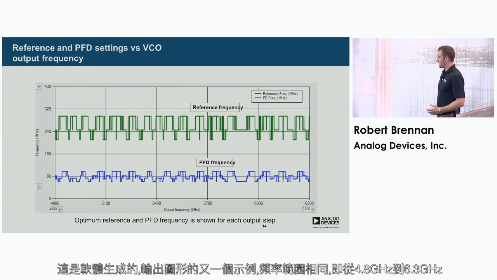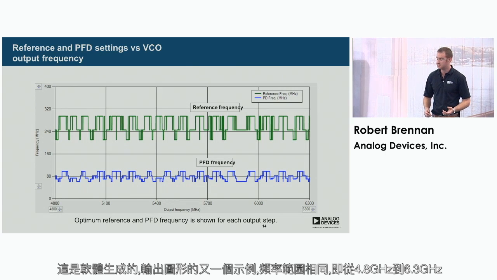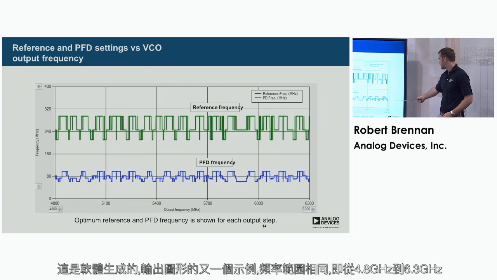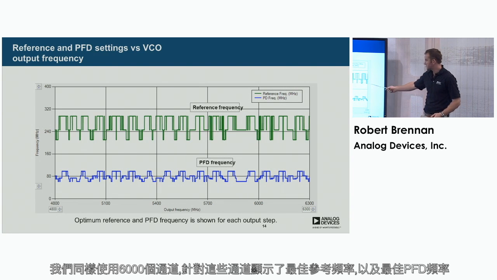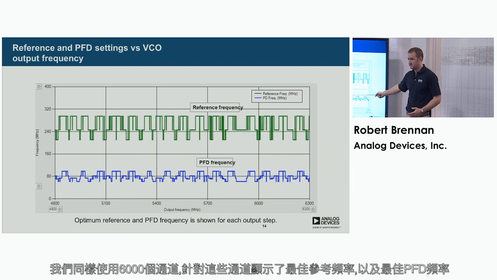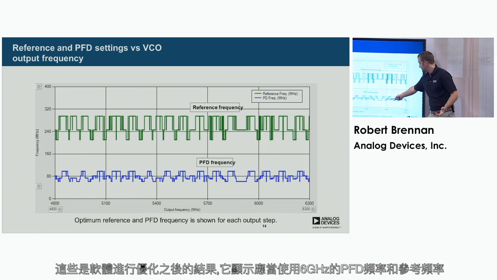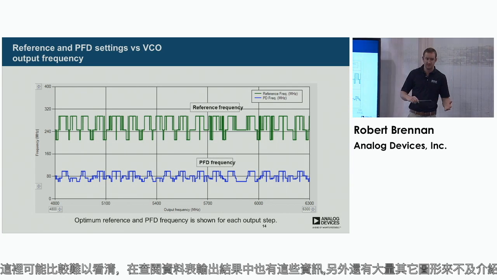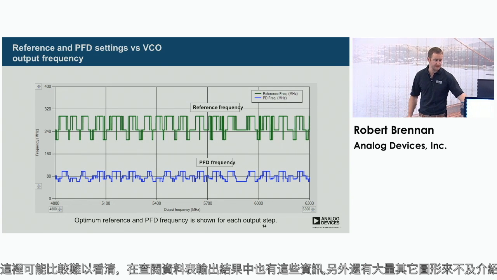This is another example of the output charts that the software produces. Here it's the same frequency range, from 4.8 gigs to 6.3. Again, we're doing 6,000 channels, and for each channel it's showing me the optimum reference frequency and the optimum PFD frequency. These are after the software has done its optimization and said, right, at 6 gigs you're going to use this PFD frequency and this reference frequency. It can be hard to read here, but it's also available in the lookup table output. There's a bunch of other charts, I don't have time to go through them.